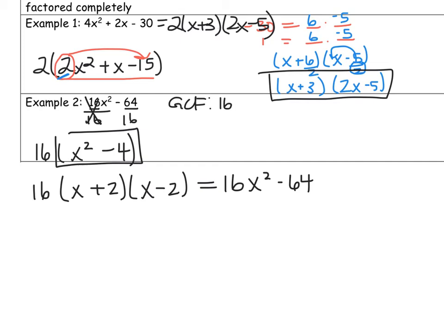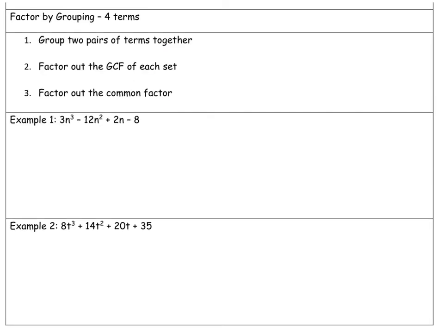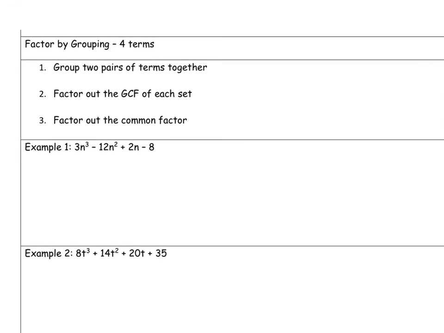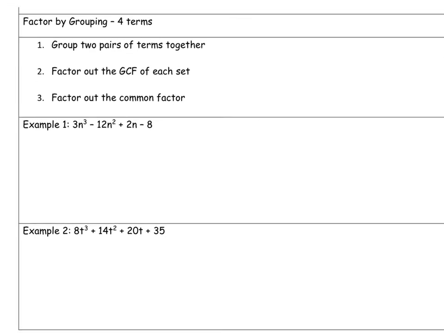Okay, so what if we can't factor out a GCF, but we have way too many terms? Let's take a look at factoring by grouping. In this case, we have 4 terms. So if we look at example number 1, we have 3n cubed minus 12n squared plus 2n minus 8.